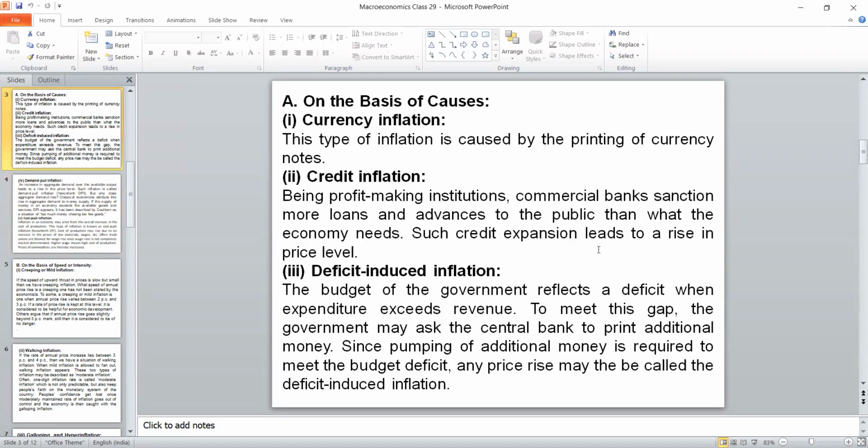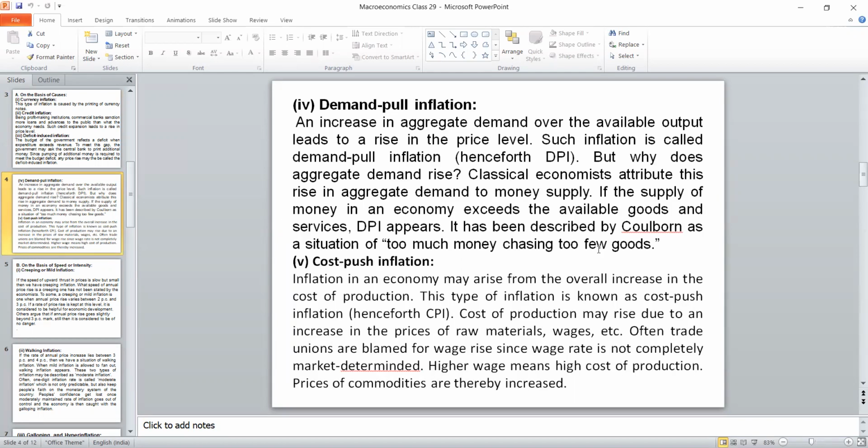One is currency inflation. Number 2, credit inflation. Number 3, deficit inflation. Number 4, demand pull inflation. And the last one is cost push inflation. So this is based on the process of inflation.